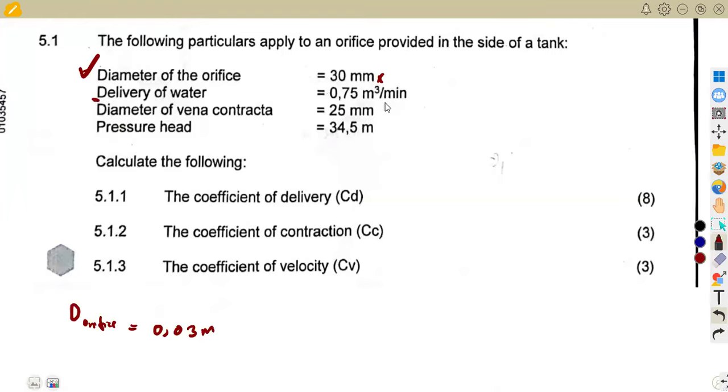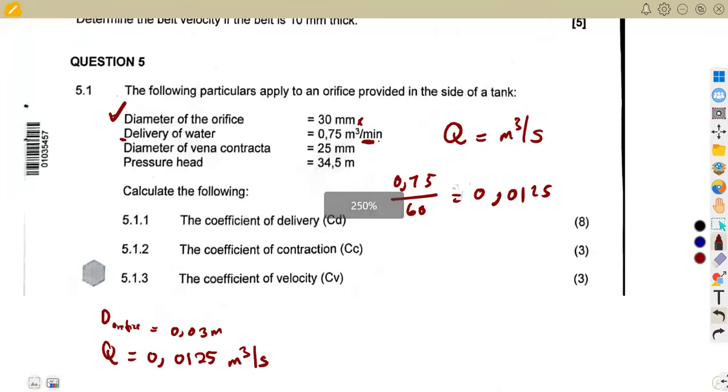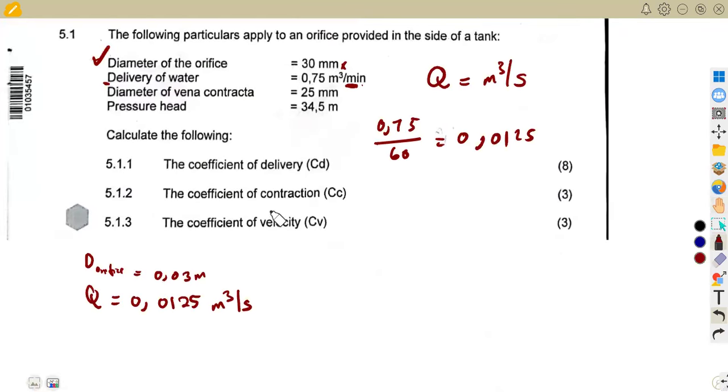The delivery is given in cubic meters per minute. As we know, the delivery must be in cubic meters per second. So we are supposed to divide by 60. Remember, 1 minute is 60 seconds. If we divide by 60, we're going to obtain 0.0125. So the delivery is 0.0125 cubic meters per second. The units are very important, that's why I'm writing this in meters. Because the diameters, all these, are supposed to be in meters.